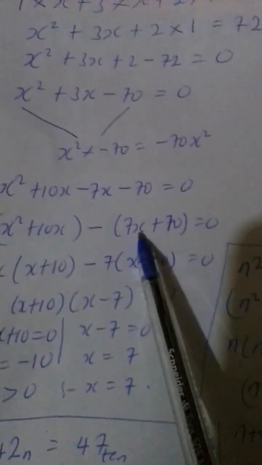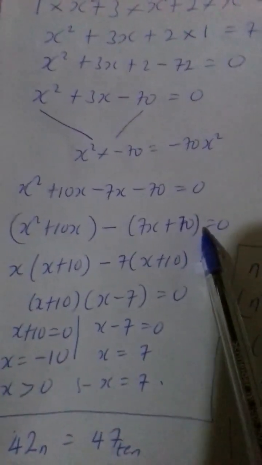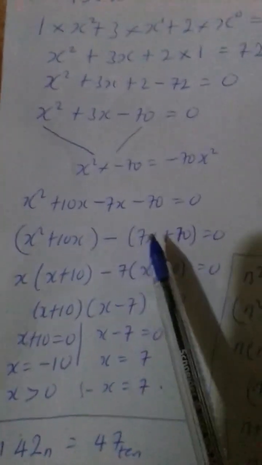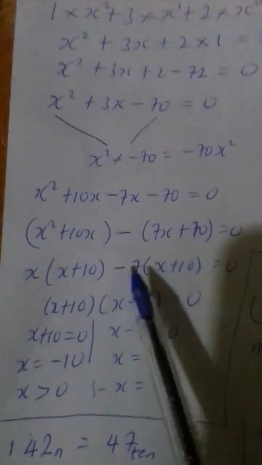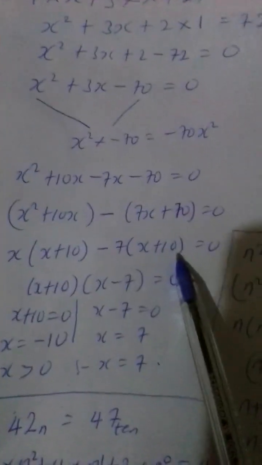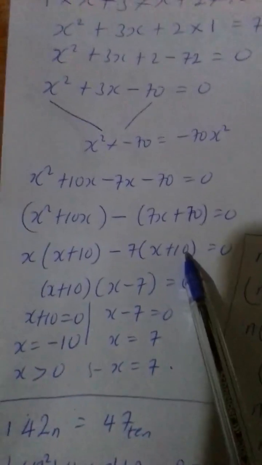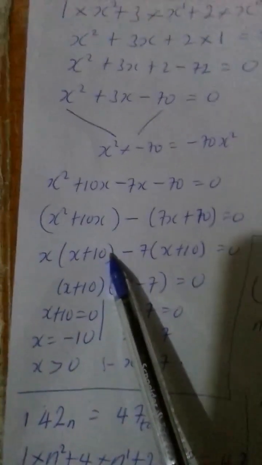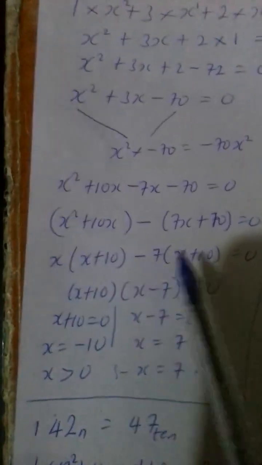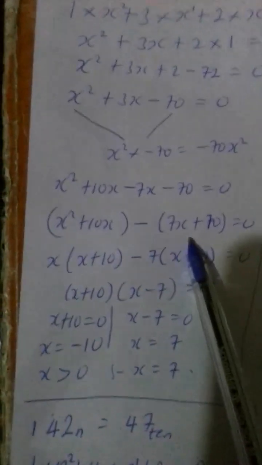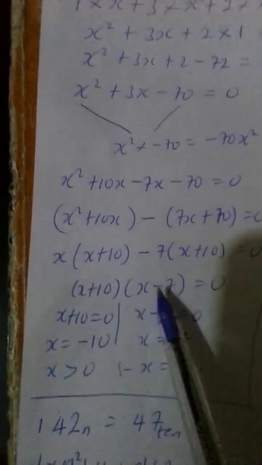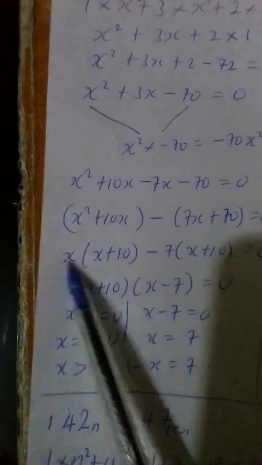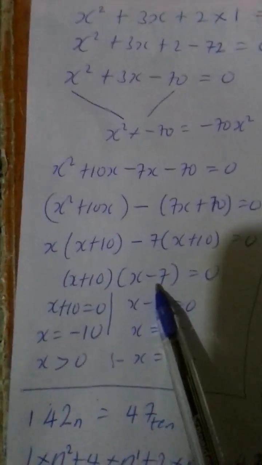Here, 7x plus 70. What can divide it? 7. Bring out the 7. 7x divided by 7, you have x left. 70 divided by 7, you have 10. And if you see it, x plus 10, x plus 10. They are the same. Now what is common? x plus 10. You factor that out again. So if you factor x plus 10 out, what do you have left? x. For this one, what do you have left here? You have minus 7. Can you see what is happening now?